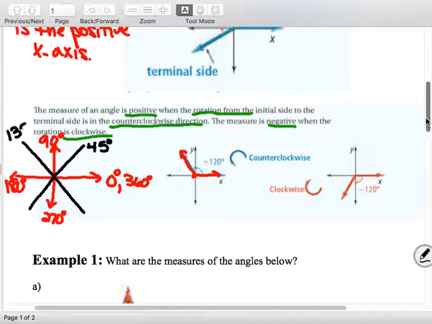135. All right, now, how many degrees from the initial side would it be to get all the way down here in the third quadrant? From 180, I've gone another 45. 225. And then from 270, another 45. 315. So it's just 45 more each time.